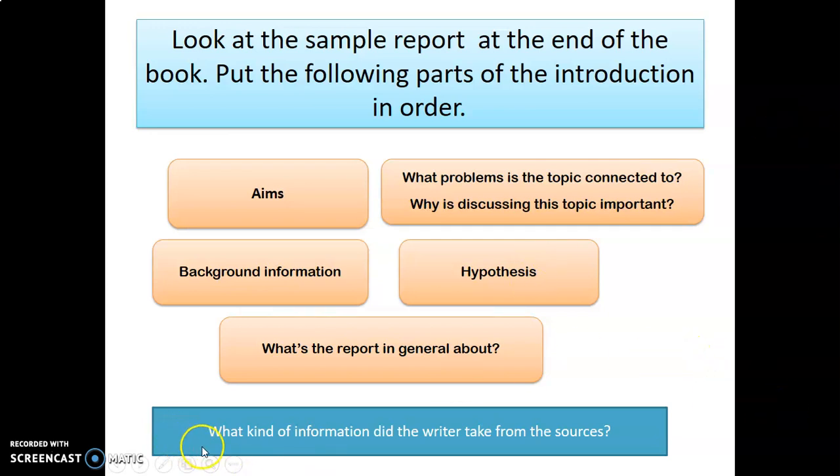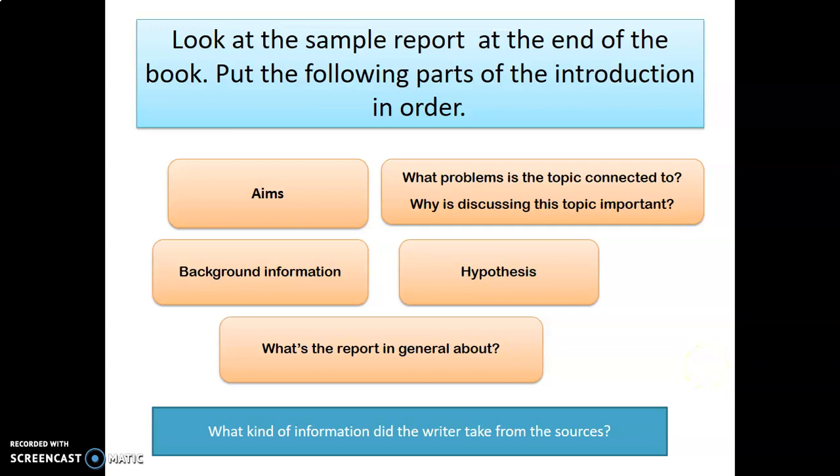the correct answers. And then think as well, what kind of information did the writer take from the sources and which information he or she has written without the use of the sources.